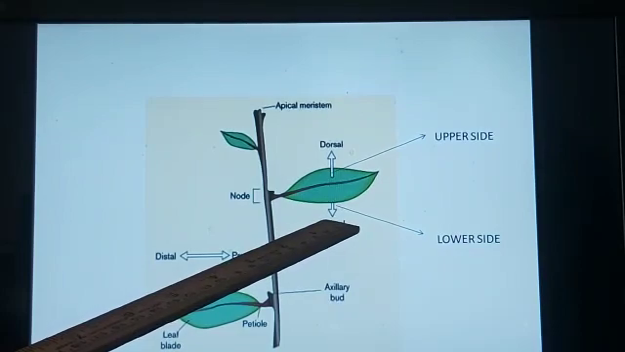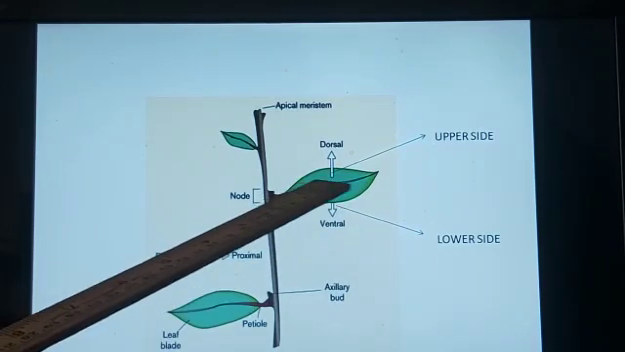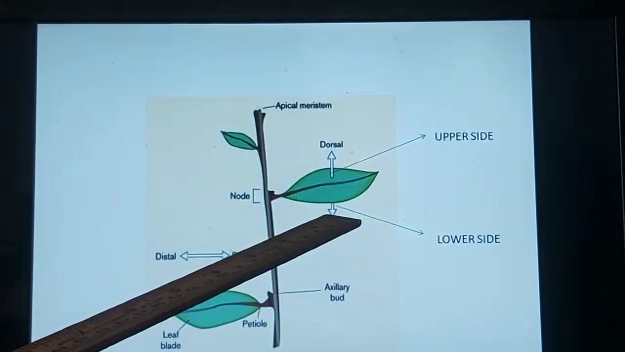Now let us see the distribution of stomata on the upper side and lower side, whether an equal number of stomata are present on both sides of the leaf, or rather on which side more stomata are present.